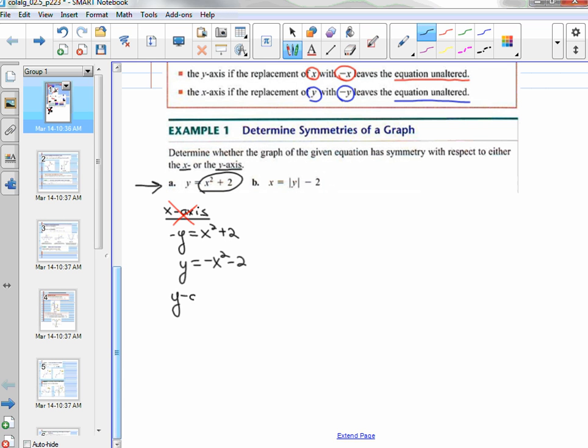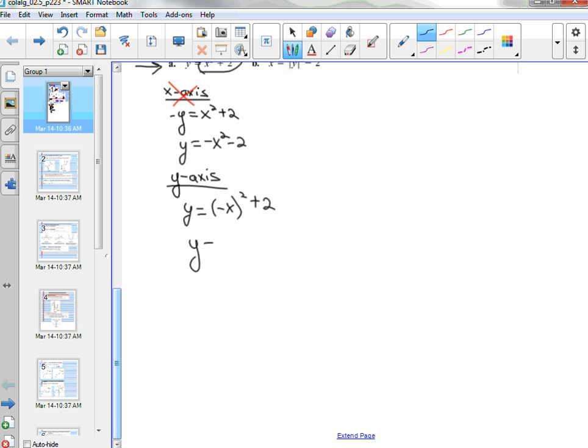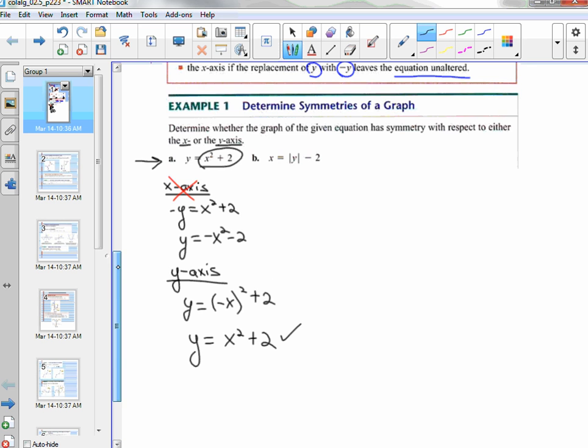If I want to check, does it have y-axis symmetry? I am going to replace the x with a what? Negative x. I'm going to stick a negative x right there, plus 2. I'm going to square a negative x. What do I get when I square a negative x? A positive x squared. Does this look like the original? Yes, this one has y-axis symmetry.